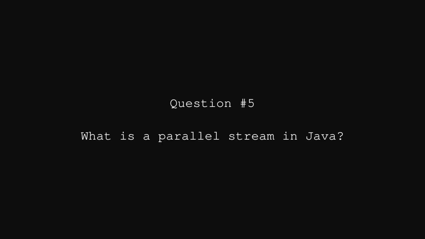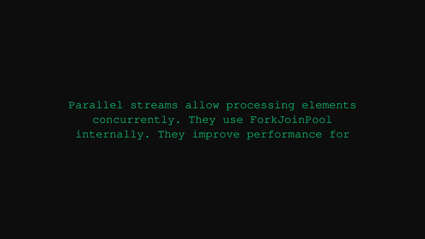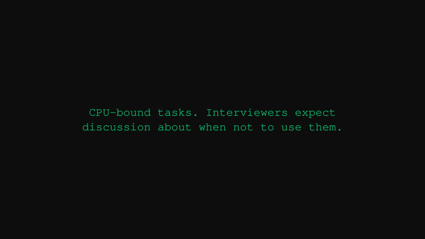A streaming related Java interview question. What is parallel stream in Java? Parallel streams allow processing elements concurrently. They use ForkJoinPool internally. They improve performance for CPU bound tasks. Interviewers expect discussion about when not to use them.